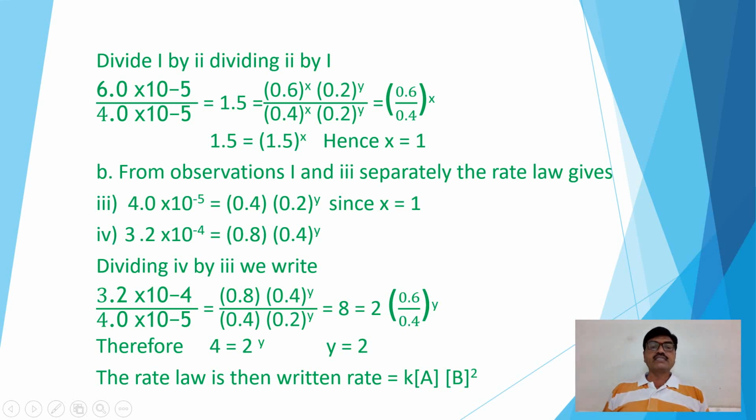The rate law is then written like this: rate is equal to proportionality constant K, molar concentration of A, as the value of X is 1, no need to write it here, molar concentration of B raised to the power 2. So in this way the rate depends upon the square of the molar concentration of B, and that is the rate equation, rate law or rate expression written for this.